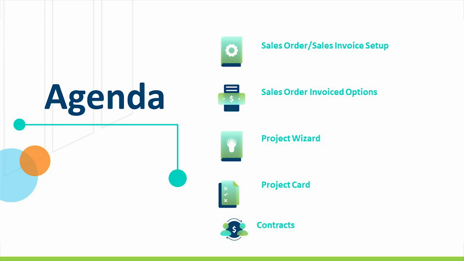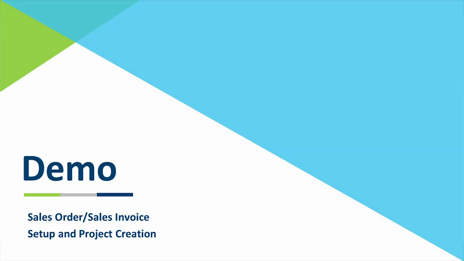We'll have a review of the setup options for creating usage settings through sales orders and sales invoices, as well as options for determining when the sales order or sales invoice is invoiced. First, we'll take a look at some fields in project setup that need to be configured for the sales order, sales invoice usage feature to work correctly.